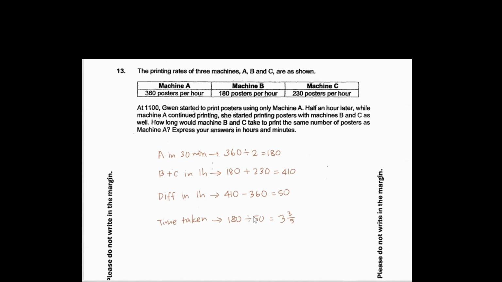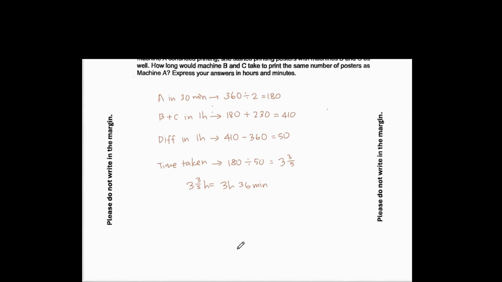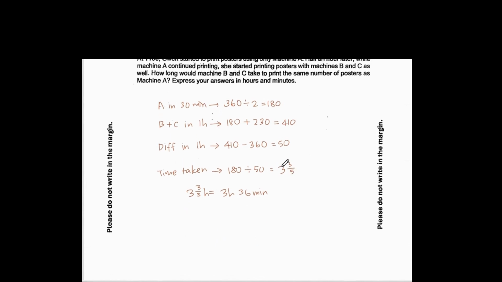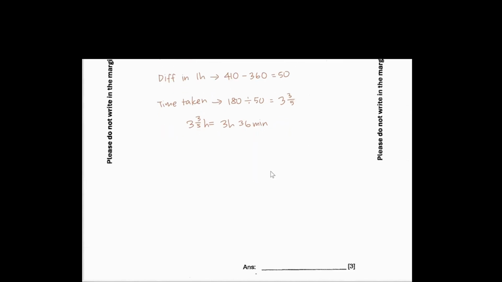They're asking for the time taken. So this is the answer, but you need to express it in hours and minutes. So 3 and 3/5 would be 3 hours. 3/5 hour, you have to change to minutes by multiplying it by 60, because every hour is 60 minutes. Okay, so 3/5 times 60 is 36 minutes. So this is the time taken for them to print the same number. Okay, this is the time taken for B and C to catch up with A. So yeah, in other words, it's printing the same number of posters.